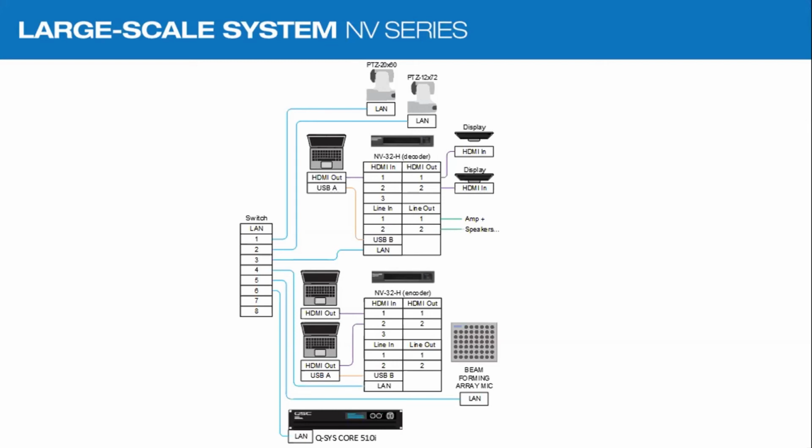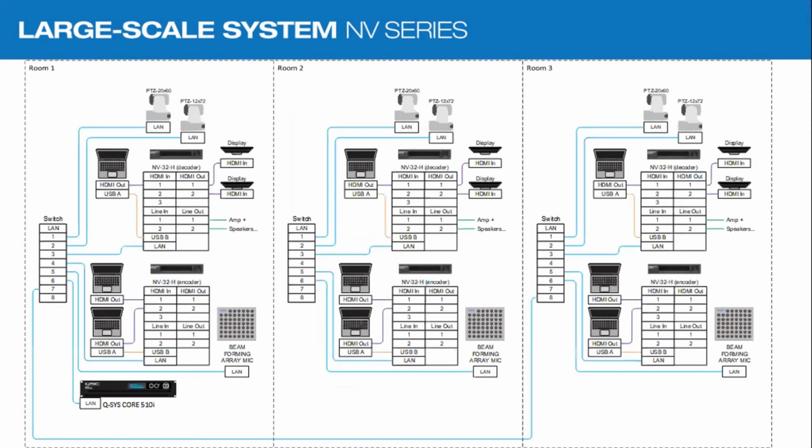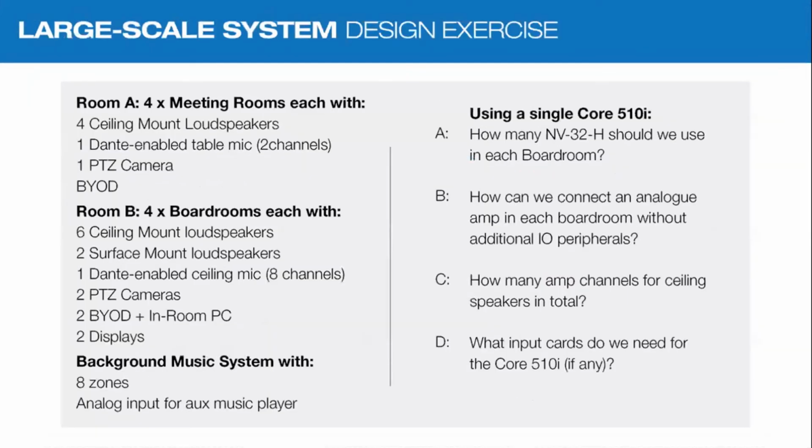Obviously, because we have this tremendous processing power in a Core 510, we can really scale this up so that a single Core 510 in the server room or something can handle many large auditorium spaces. Again, the limiting factor most of the time is the amount of AEC channels available, which is kept at 64. Let's quickly run through a design exercise of a larger system.